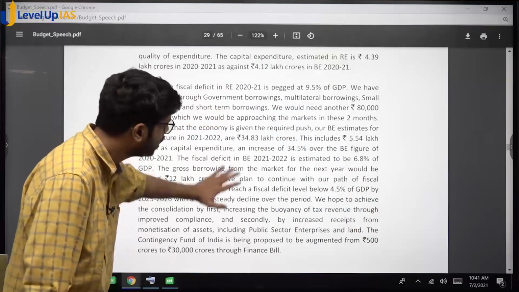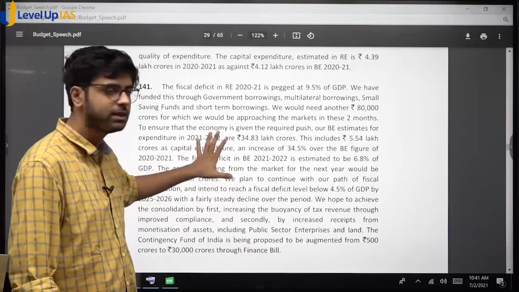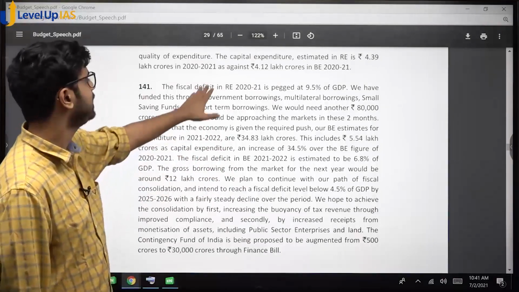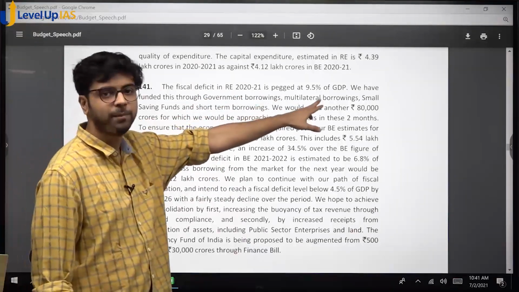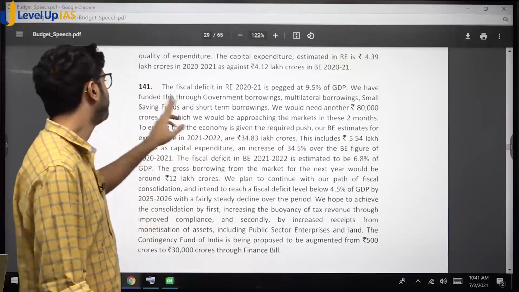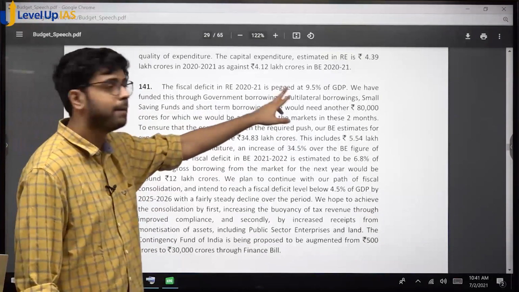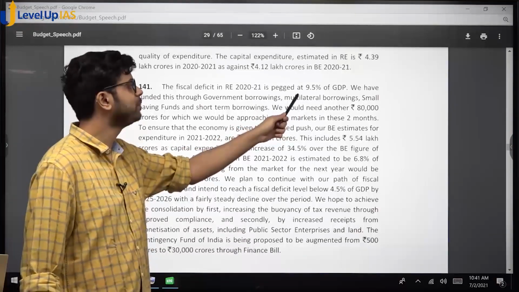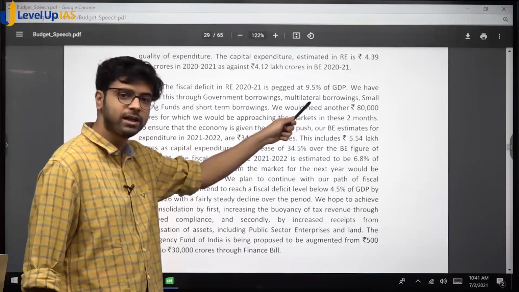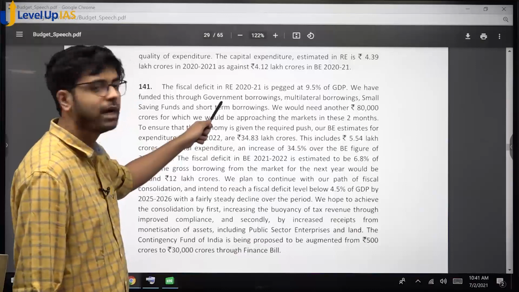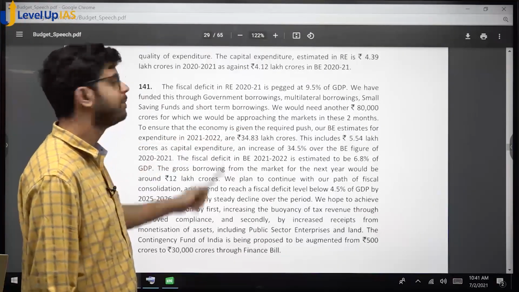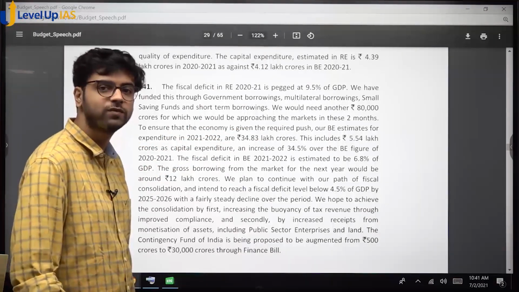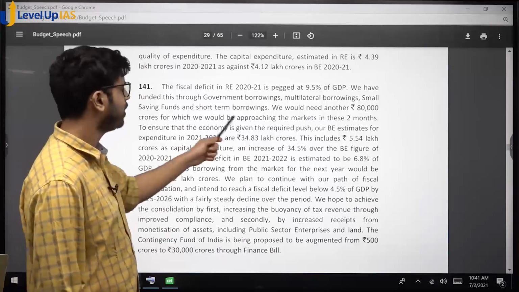This is the most important paragraph of the budget, this year's budget. Okay? The fiscal deficit in revised estimate is pegged at 9.5% of GDP. We have funded this through government borrowings, multilateral borrowings. Okay, government borrowings, multilateral borrowings, which means from World Bank, IMF, multilateral institutions. Government borrowings, our own borrowings. Small savings funds, remember Public Account of India, Small Savings Fund, National Small Saving Fund, short-term borrowings.